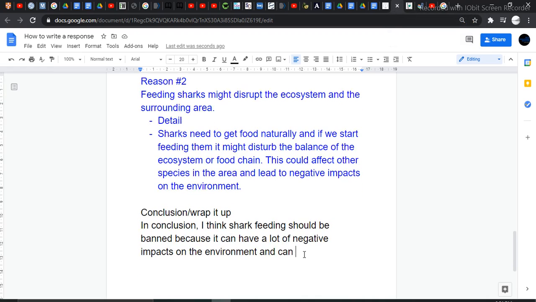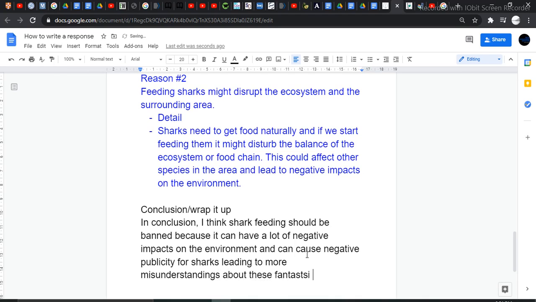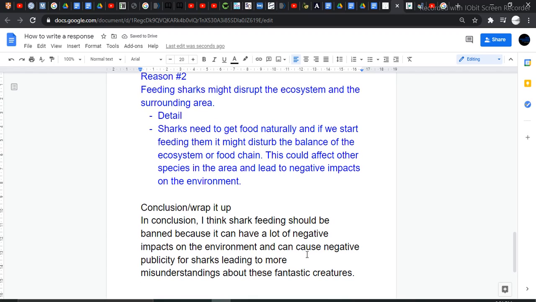I think shark feeding should be banned because it can have a lot of negative impacts on the environment and can cause negative publicity for sharks, leading to more misunderstandings about these fantastic creatures, just to make it kind of fun there. I think shark feeding should be banned because it can have a lot of negative impacts on the environment and can cause negative publicity for sharks, leading to more misunderstandings about these fantastic creatures.